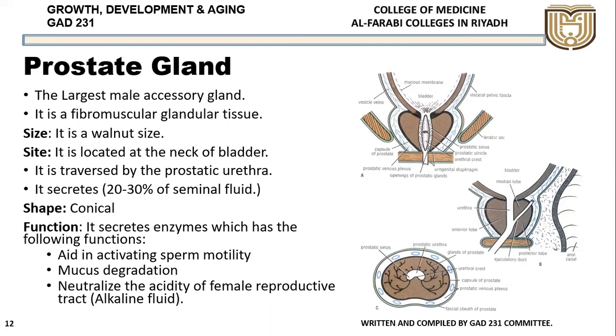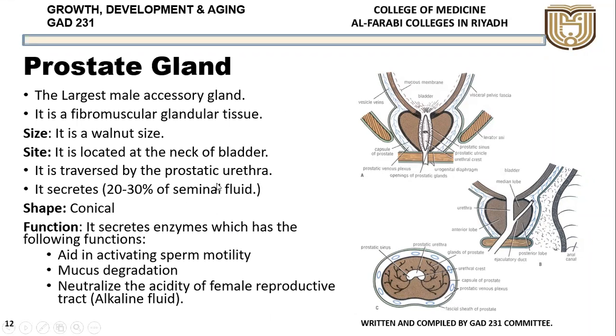What are the functions of the prostate gland? As we have seen, it is one of the structures which secretes the enzymes which are necessary. This enzyme secreted by the prostate helps in activating sperm motility, for movement. Second is mucus degradation, meaning it will remove the mucus. Mucus is not necessary for the seminal fluid, so all the mucus is removed by the prostate.